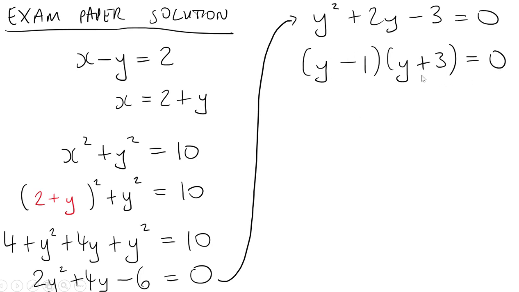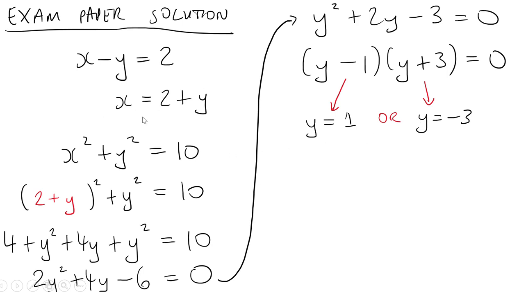So either this one is 0, or this one, or both of them maybe is 0. So what answer for y here will make this part equal to 0? If y is 1, because 1 minus 1 is 0, so y will be 1. And over here, what answer for y will make this 0? y will be minus 3. Minus 3 plus 3 is 0, so that's why y is minus 3. So after all of that, we found our y values, and we now need to find our corresponding x values.